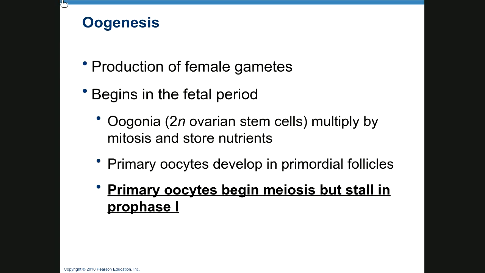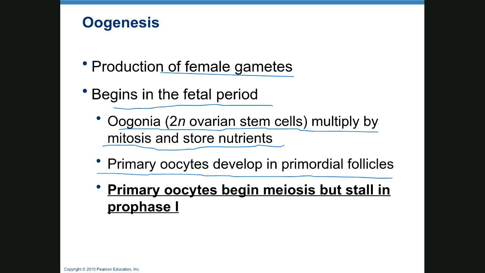Okay, now oogenesis, making eggs. This starts in the fetus, actually. Oogonia, the 2N ovarian stem cells, multiply by mitosis, store up nutrients, and then the primary oocytes develop into primordial follicles, but they stall out in prophase 1, the first part of meiosis. So you've got all the eggs that are going to form. Females have all the eggs that are going to form by the time they're born.